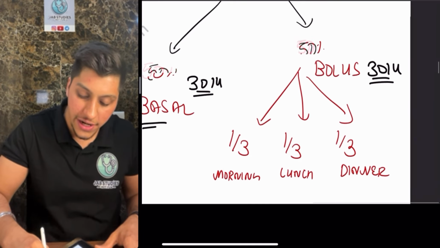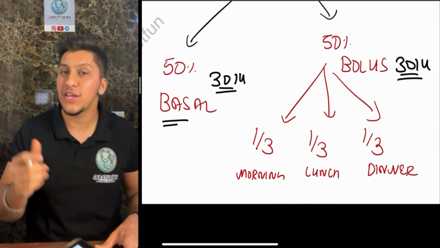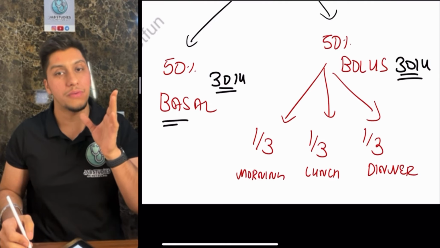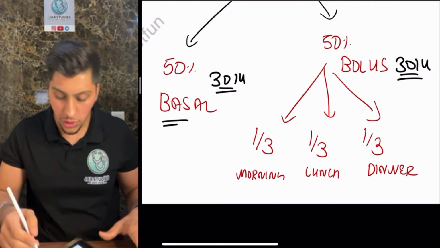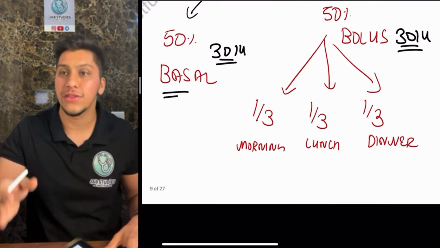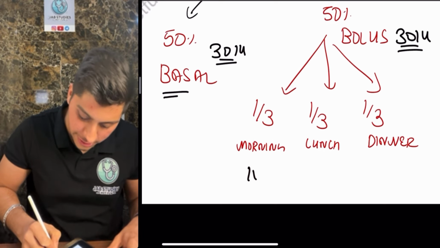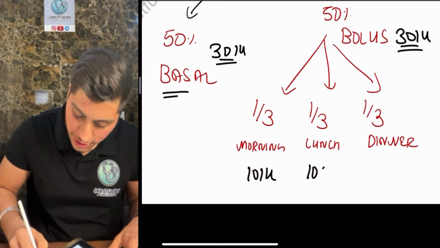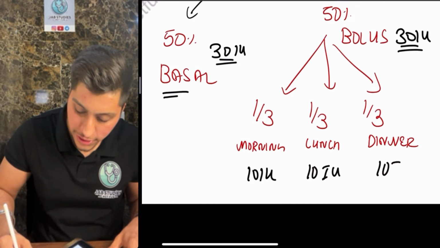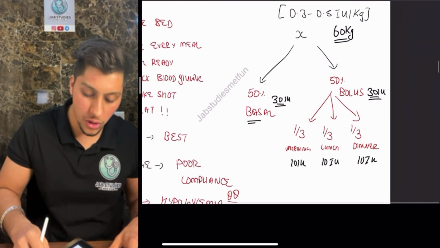Now this 30 international units is further divided based on the meal. Morning, which will be breakfast, lunch and dinner. So what are you going to do? You're going to divide this into 1/3, 1/3, 1/3. So 30 will be 10 international units in the morning, 10 international units at lunch, and 10 international units at dinner. I hope you understood this regime.